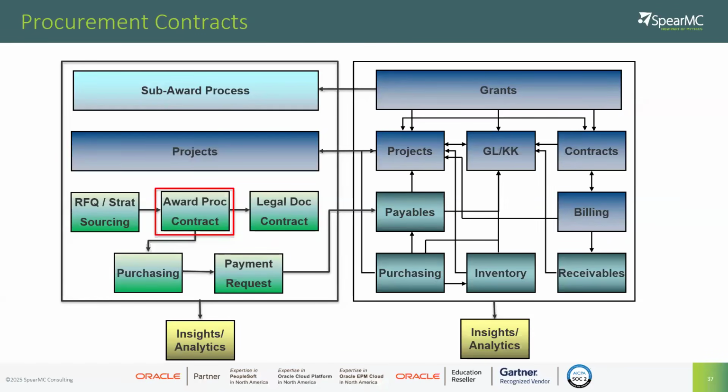So we're going to award it. We're going to do a legal document. We're going to go through purchasing. We're going to acknowledge the PO, and then we're going to do a payment request. Woo, that's a lot. Let's go.